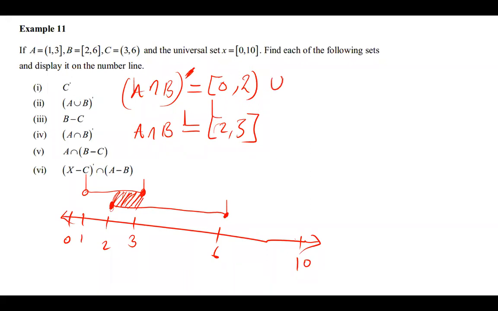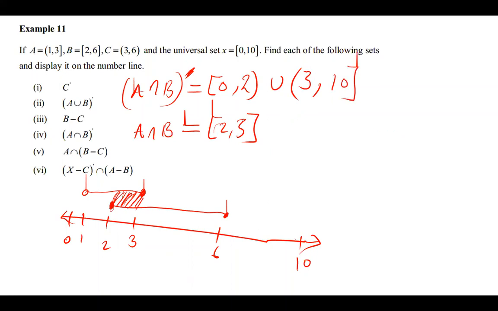So we add the sets because we know there are 2. There's also another one which is starting from 3. And since 3 is part of A intersection B, it means that it will not be part of the complement. So we use this kind of bracket, and then we say comma, will end at the universal set.